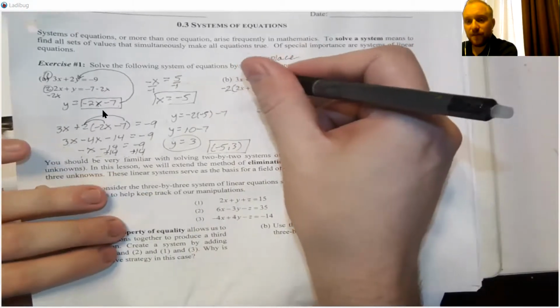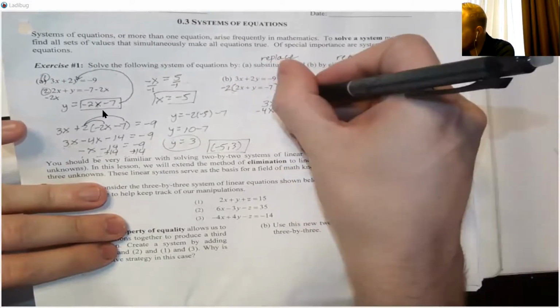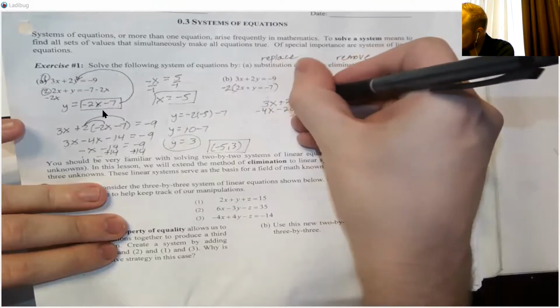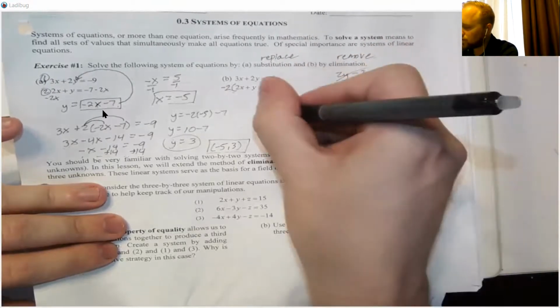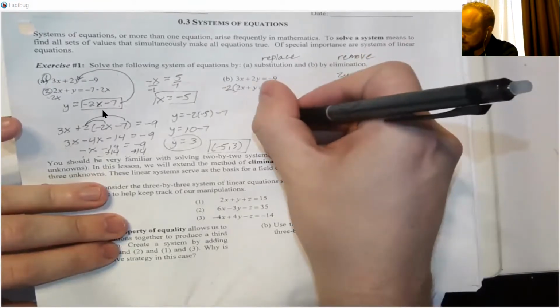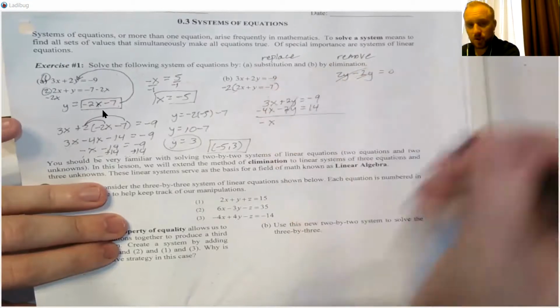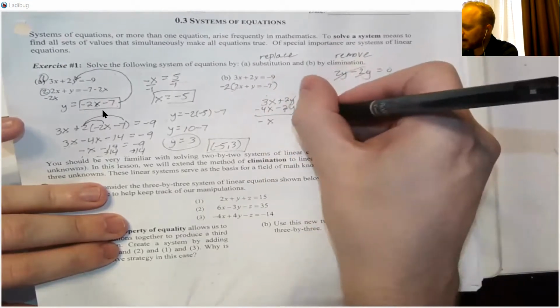Then I'm going to rewrite the first equation on top of it. You can do it on top of it or below it, it doesn't matter. And I'm going to eliminate my y's because those give us 0. 3x minus 4x is -1x. I'm just going to put -x is equal to 14 minus 9, which is 5.